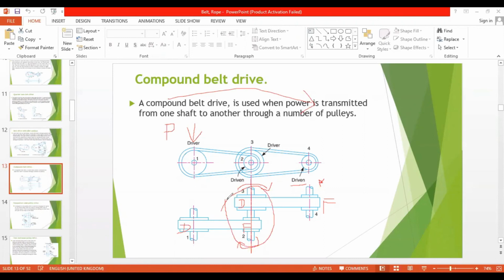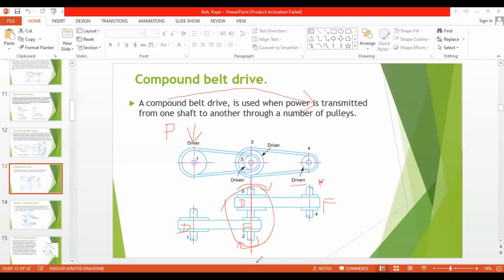This is what is called the compound belt drive, right? Power generated here is transmitted by belts to the follower here. That follower transmits it to the shaft. Again, from this shaft, this driver gets the motion. Now this motion or power is transmitted to this follower, right? So power generated here has now been transmitted to here.